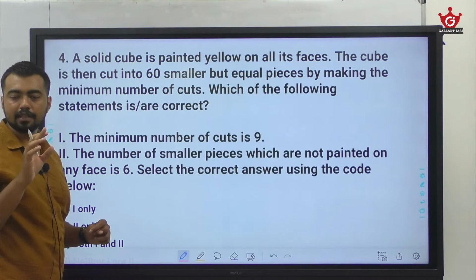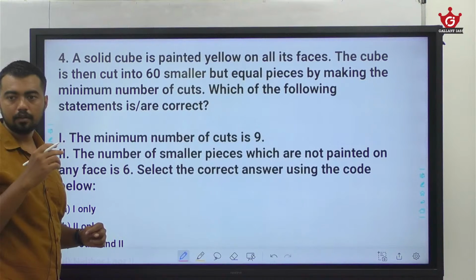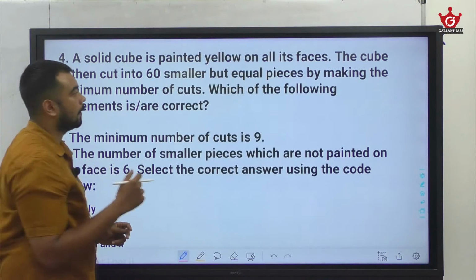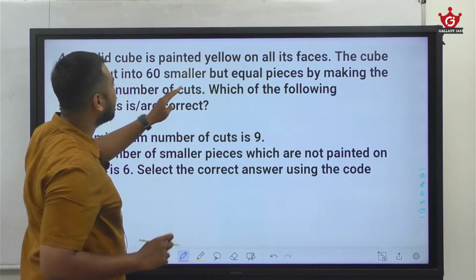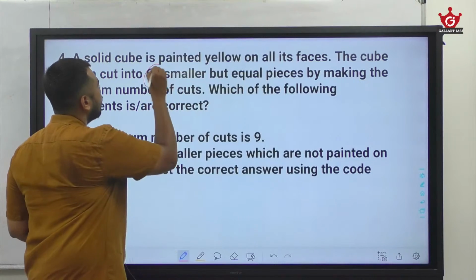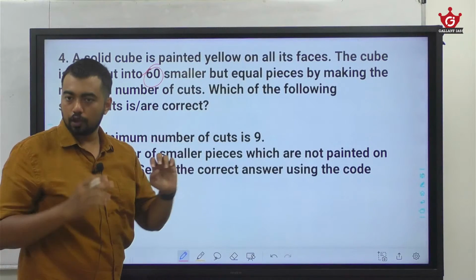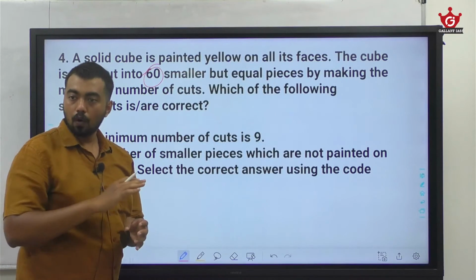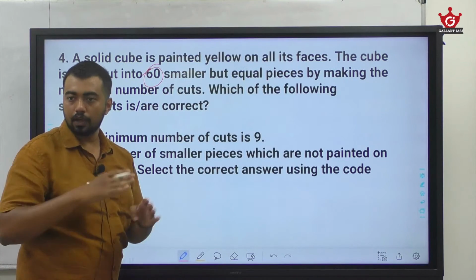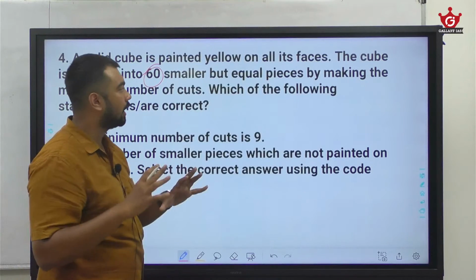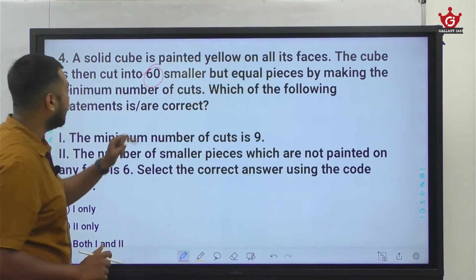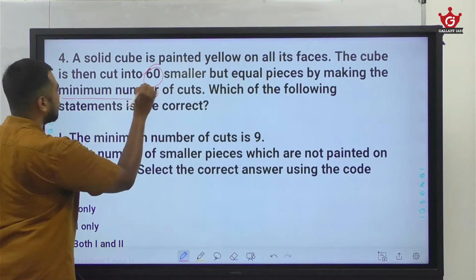So how many faces does a solid cube have? 6 faces. Okay. The cube is then cut into 60 smaller but equal pieces. The cube is cut into 60 pieces. All are equal in size. In all the dimensions, they are identical to each other. By making the minimum number of cuts.